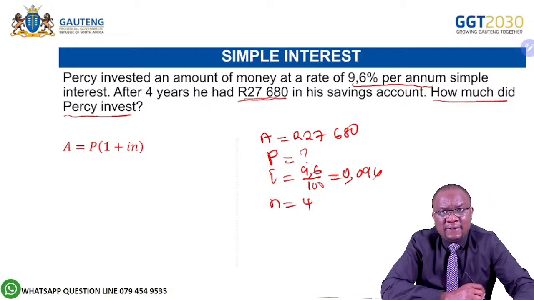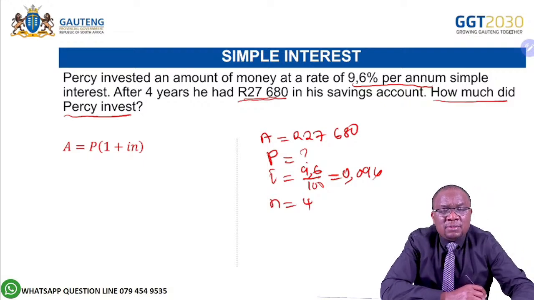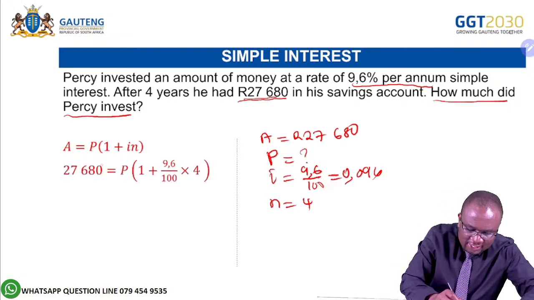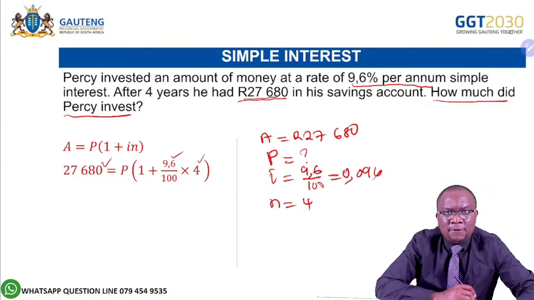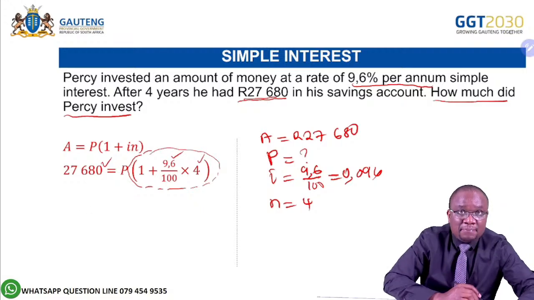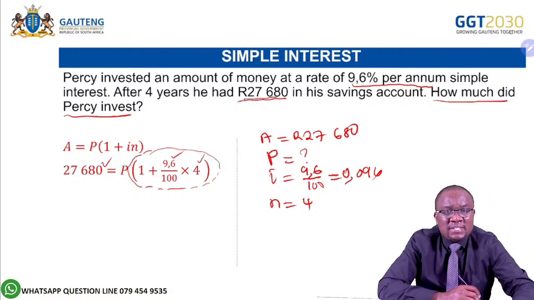You see that? Let's substitute into the formula, and maybe let's do this together. We have our A here, we have our I, we have our N. We are looking for P. So what do we do then? We can start by finding this. Put this thing inside the bracket into your calculator. What does it give you?